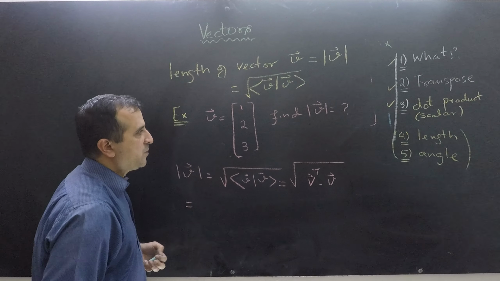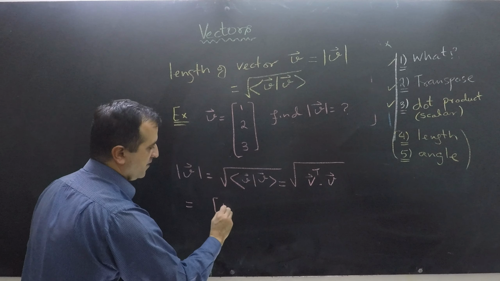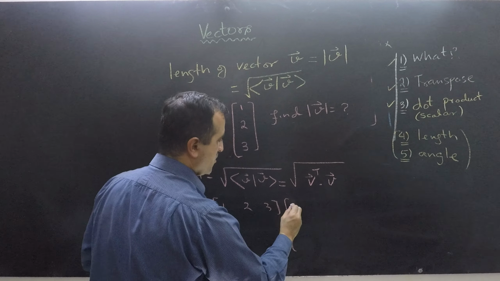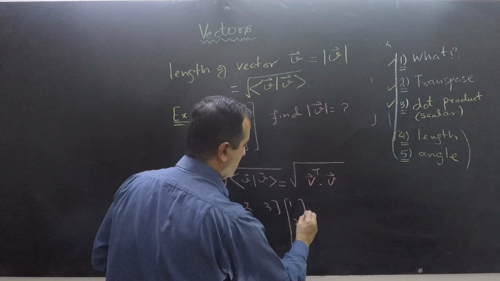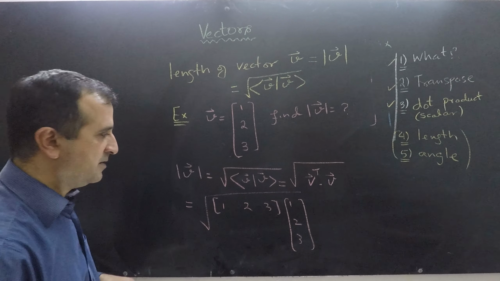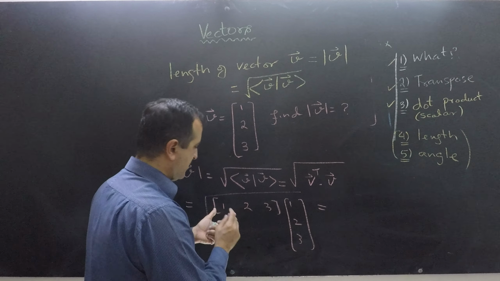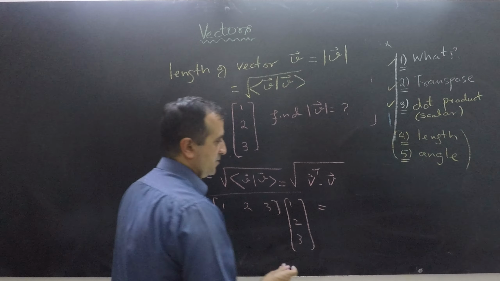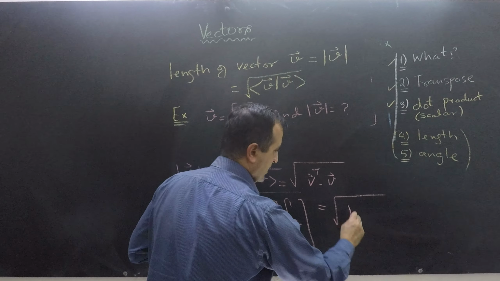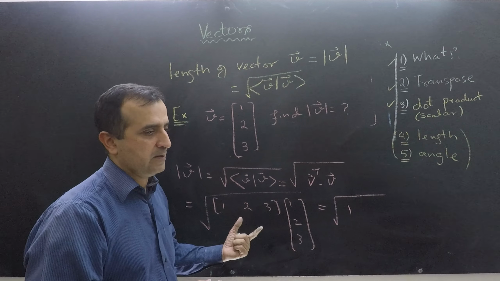So it's going to be what? It's going to be v transpose, which is 1, 2 and 3, and v, which is 1, 2 and 3, and whatever answer we have, we have to take a square root, right. So now we multiply 1 with 1, the answer is going to be 1. I'm not writing 1 times 1, okay, because it's easy. So I have to take a square root of 1 times 1, which is 1. I'm not even writing these brackets because I know my answer will be a number, right.